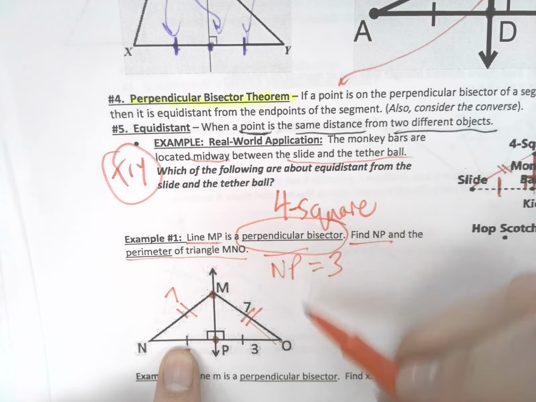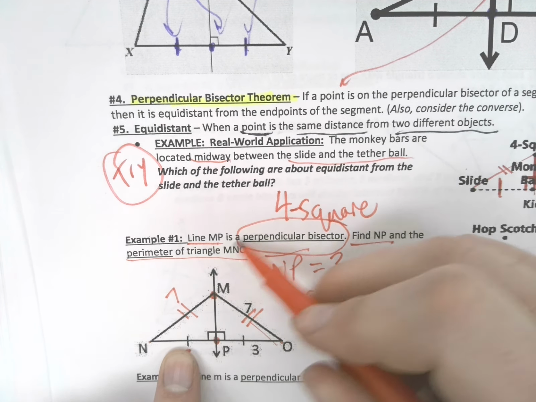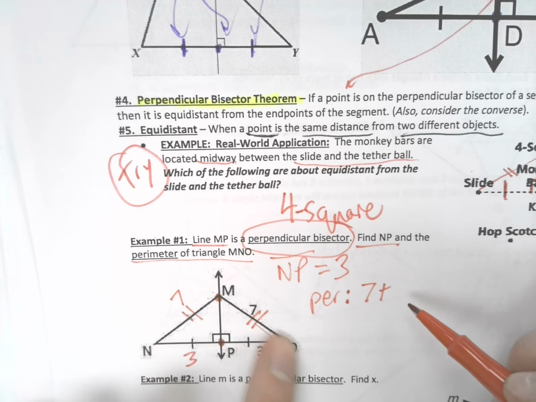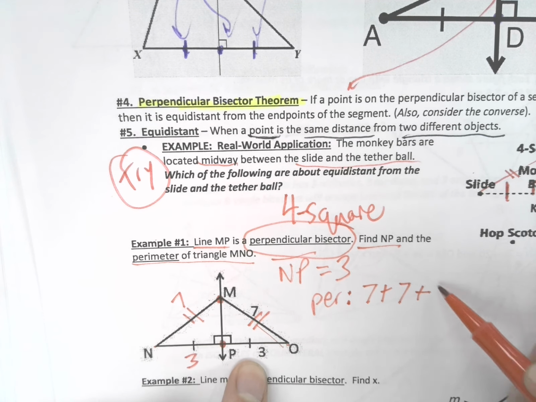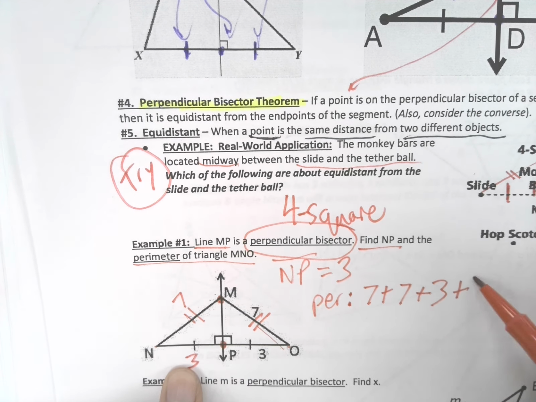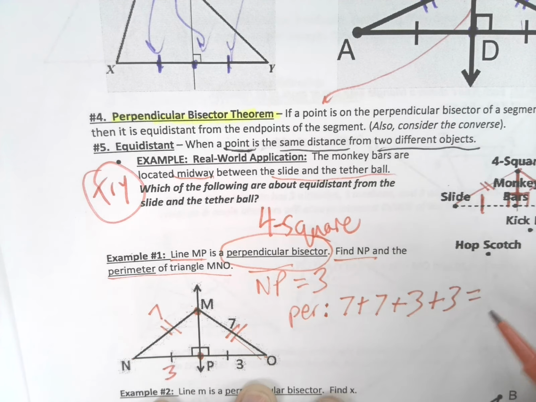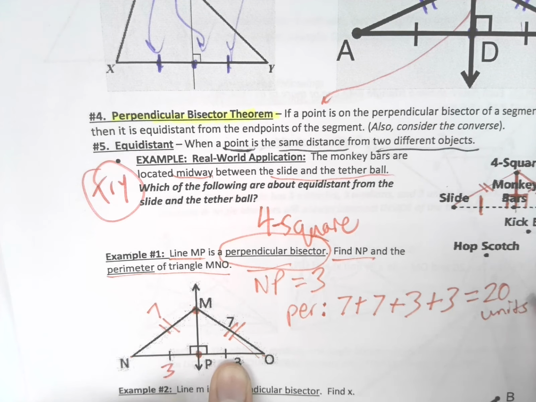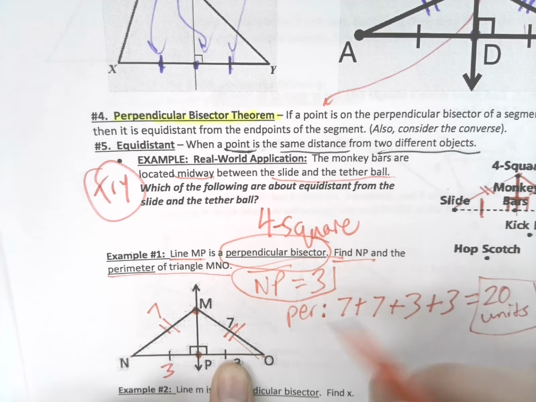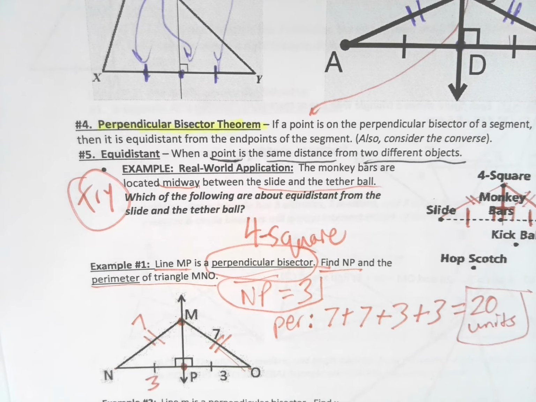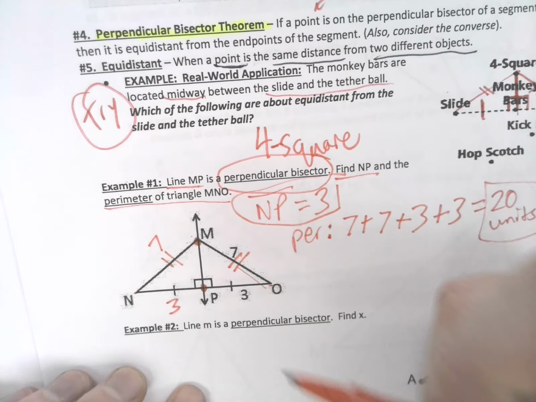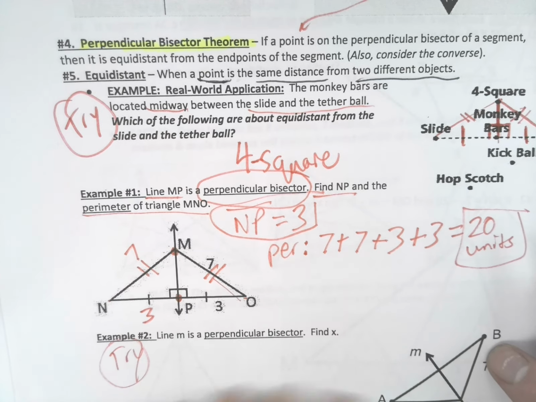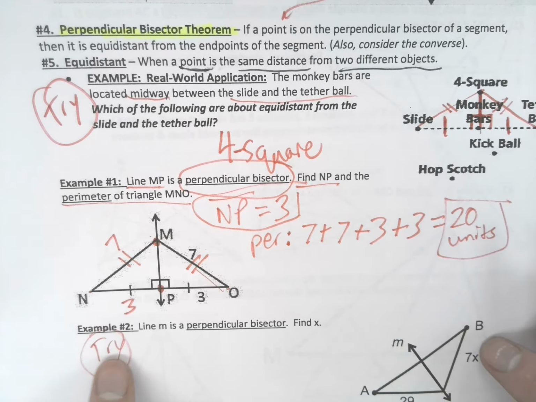And find the perimeter. Well, that's going to be as easy, for MNO, the whole triangle, as 7 plus 7 plus 3 plus 3. And our perimeter ends up being, when you add all that up, 14 plus 3 plus 3, 20 units. Not too bad, right? So far, so good, hopefully. I'm going to let you guys try number 2, and then we will wrap up video 1 by checking it. So go ahead, guys, give me your best shot on example number 2.